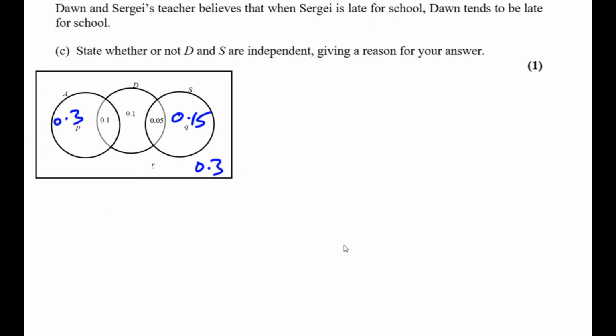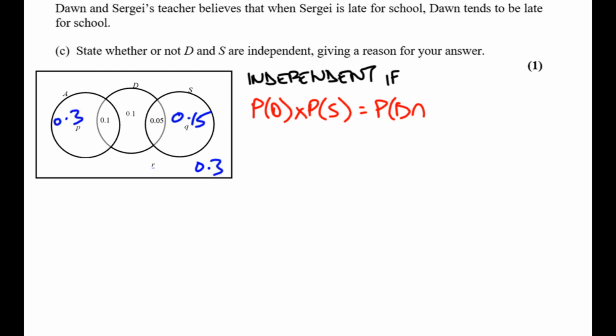Okay, so Dawn and Sergey's teacher believes that when Sergey is late for school, Dawn tends to be late for school. State whether or not D and S are independent, giving a reason for your answer. So once again, let's get in with that test of independence. So they're going to be independent if the probability of D multiplied by the probability of S equals the intersection of D and S. Okay, so we know the probability of D is 0.25 and the probability of S is 0.2. Does that give us the intersection being 0.05? And yes, it does give us the intersection, which means actually these two events are independent from each other.